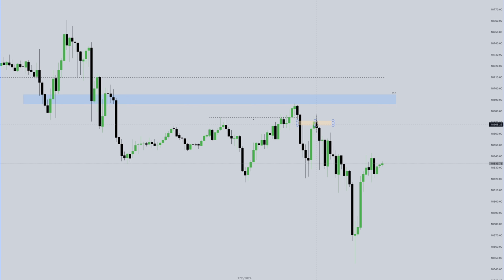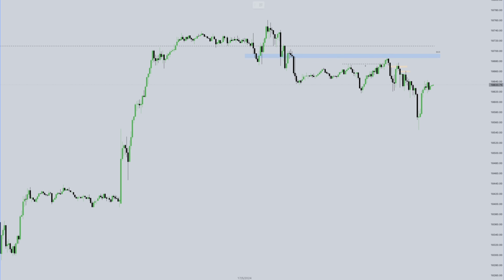So your setup could be here. And after that, we displace lower, leaving another fair value gap, and an entry point could be here too. The draw on liquidity could be a fair value gap right here.